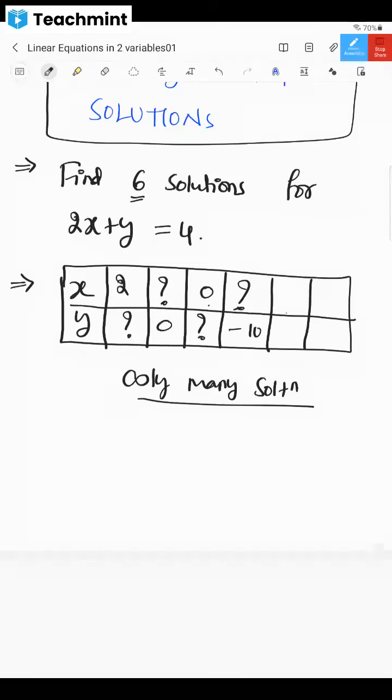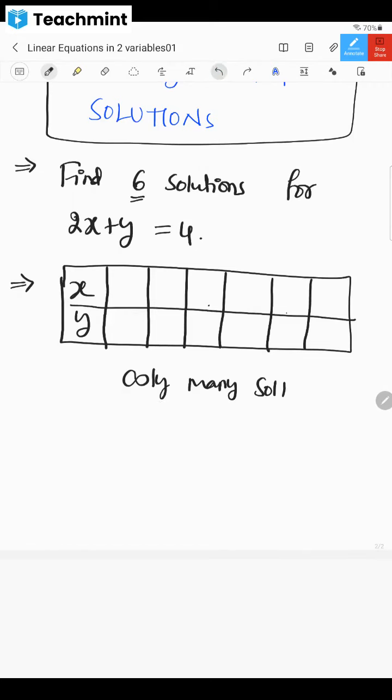Are you understanding what I'm trying to say? So like that we can find so many solutions. Infinitely many solutions are there, but right now, how many solutions are they asking? They're asking for six solutions. Let us try to find those six solutions, right, dear children?